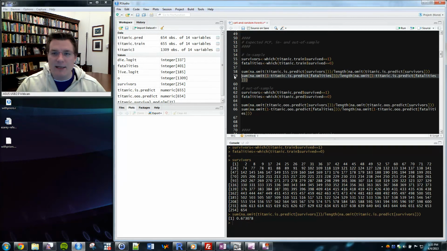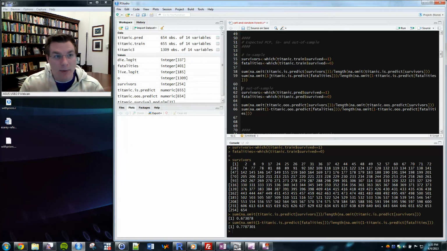For fatalities, I do the same thing. I have to subtract 1 minus the probability here, because remember, the predicted probability of the model is the probability of survival. And so in this case, I want to predict the probability that they died. So I've got 77% accurate prediction of fatalities.